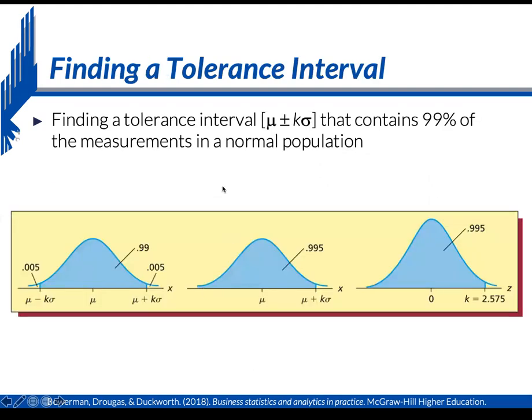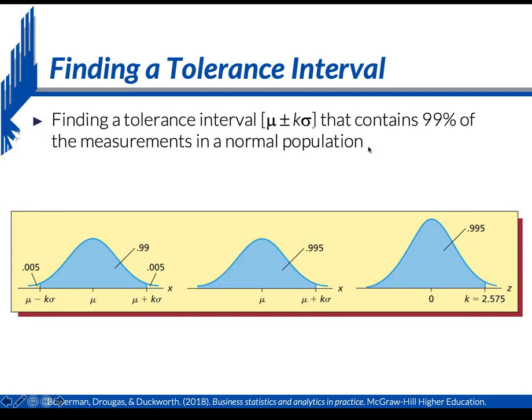Now, using a standard normal table, we can also find a tolerance interval. Now, first, what is a tolerance interval? A tolerance interval is denoted by this equation, mu plus minus k times sigma. This is an interval that contains a certain percentage of values. So a tolerance interval is any interval that contains a specified percentage of values.